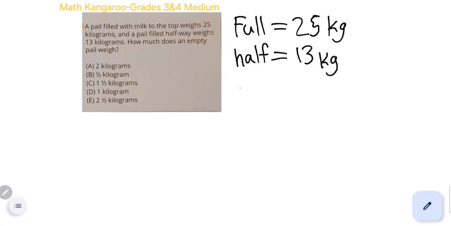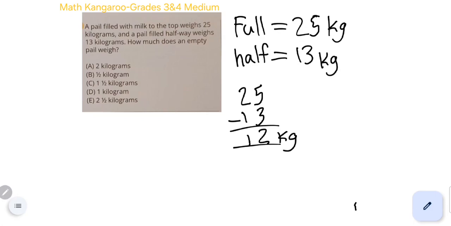So we can do 25 minus 13 to find how much a half pail weighs. So let's do 25 minus 13. 5 minus 3 is 2, and 2 minus 1 is 1. So half a pail of milk, and by this I mean only the milk, weighs 12 kgs or kilograms.